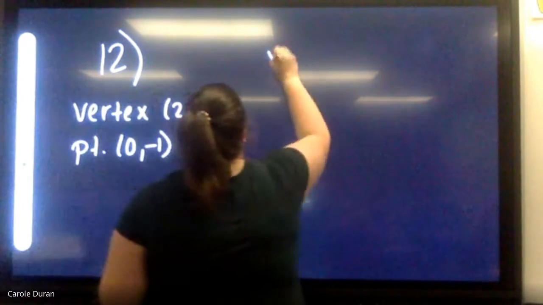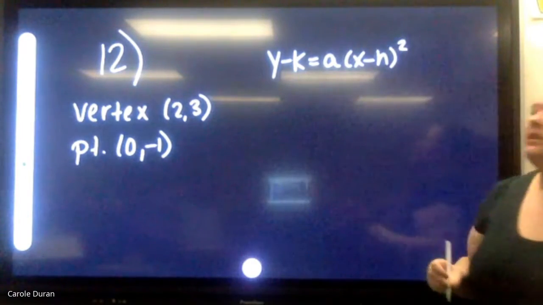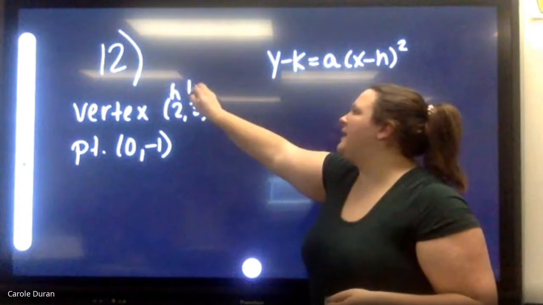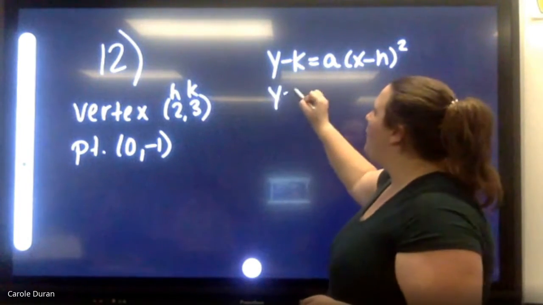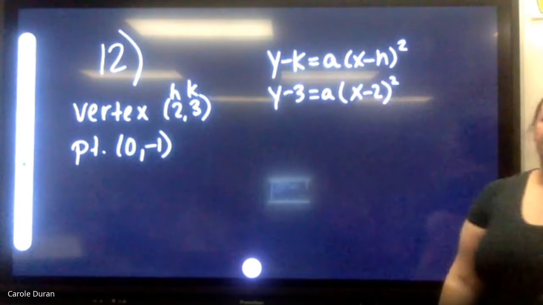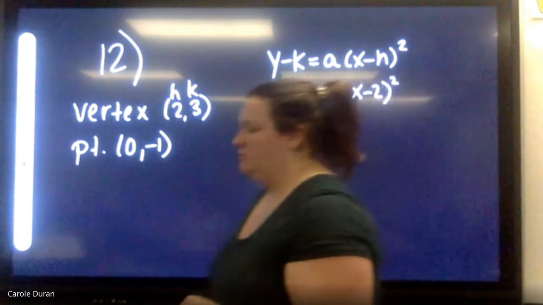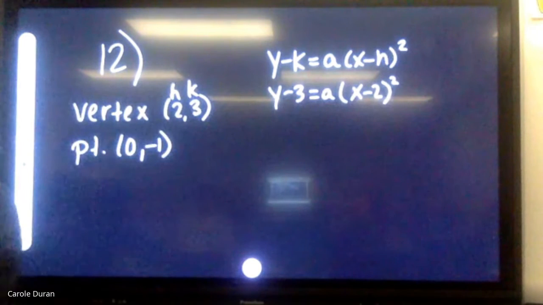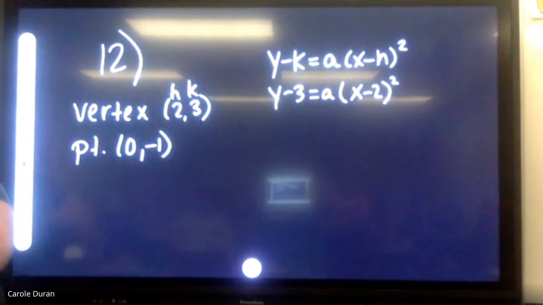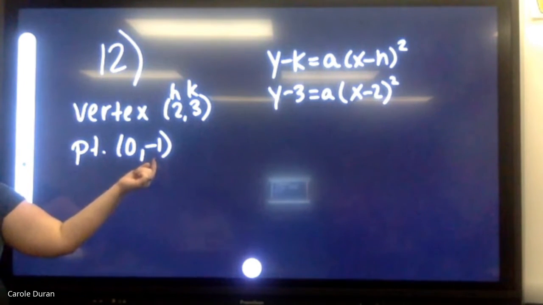So vertex form is y minus k equals a times x minus h squared. 2 is my h, 3 is my k. So when I plug it in, I get y minus 3 equals a times x minus 2 squared. So I plugged in the vertex. What am I still missing for this to be complete? The a value. So how do you think I'm going to find that a value? I'm going to plug in 0 for x and -1 for y, and I'm going to solve.